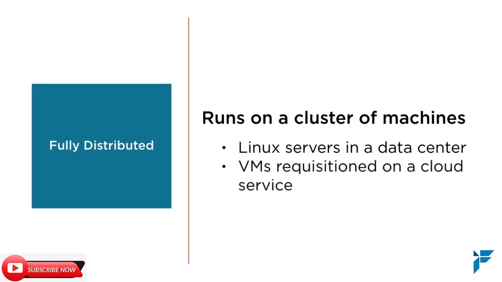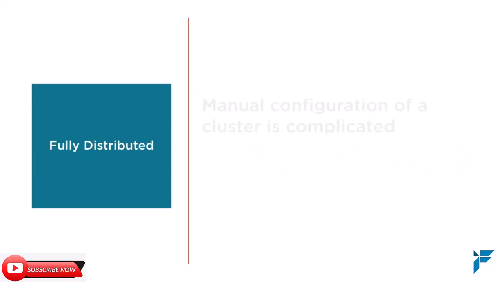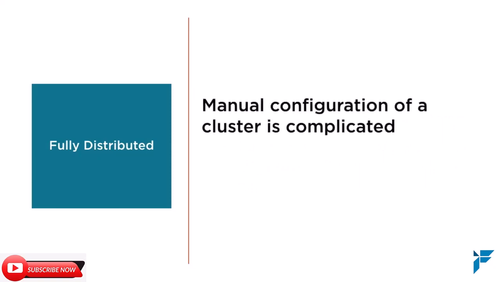If you were to run Hadoop on Amazon Web Services, for example, you'd have virtual machines which are requisitioned on the cloud. Installing Hadoop in a fully distributed mode for production systems is a non trivial operation. There are lots of configuration parameters which have to be set up just right. This is why we don't manually configure Hadoop on production systems.